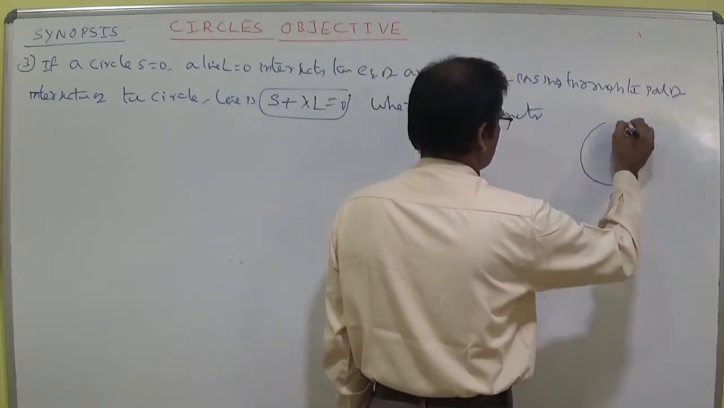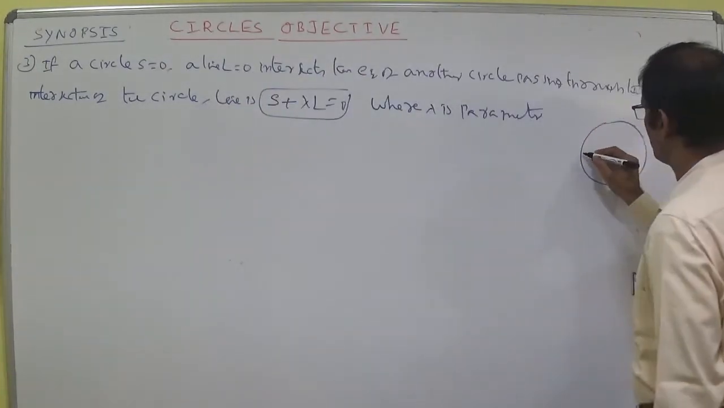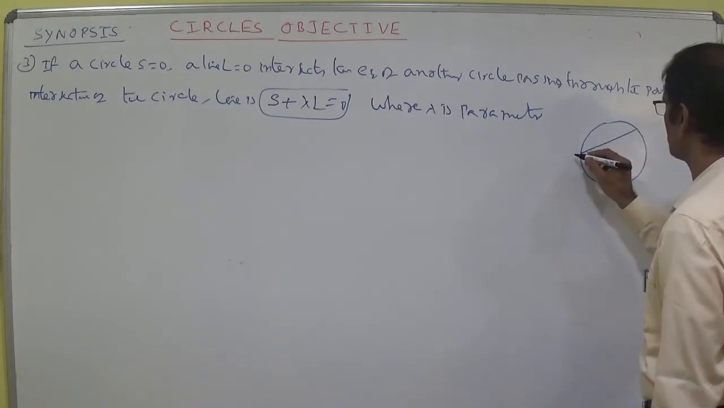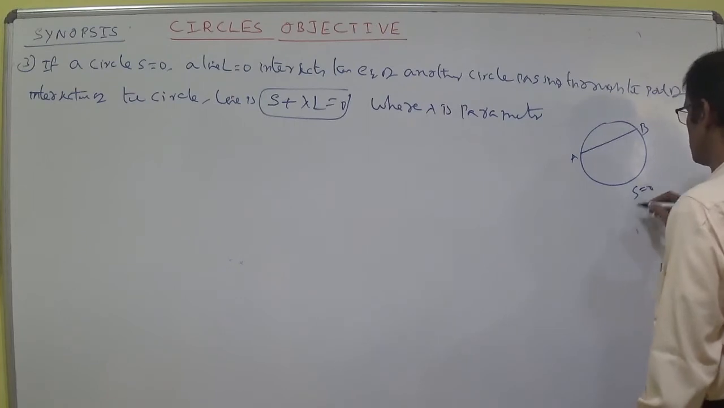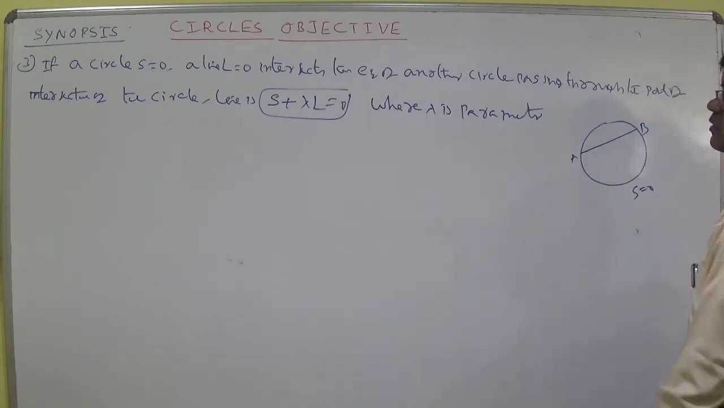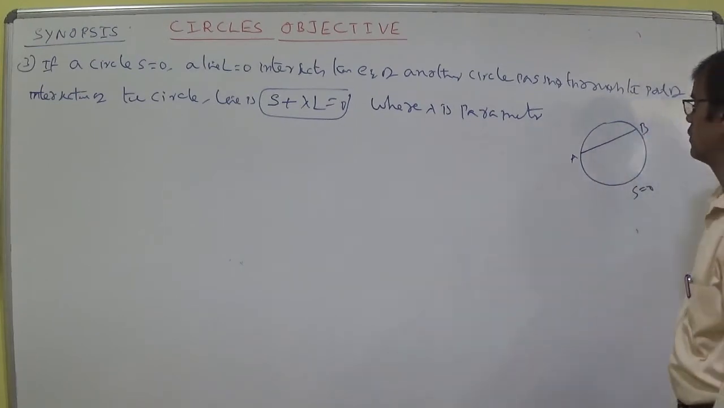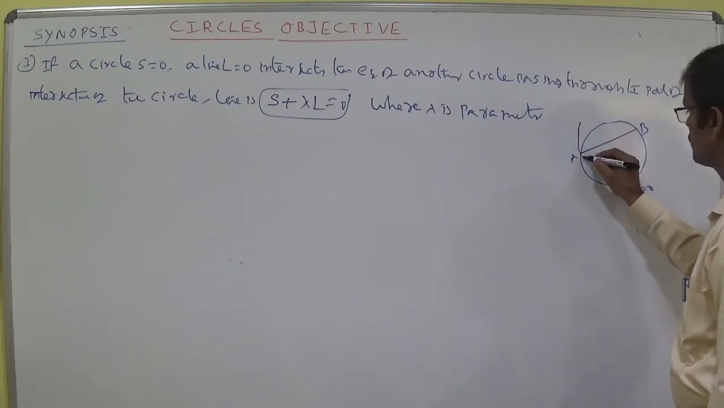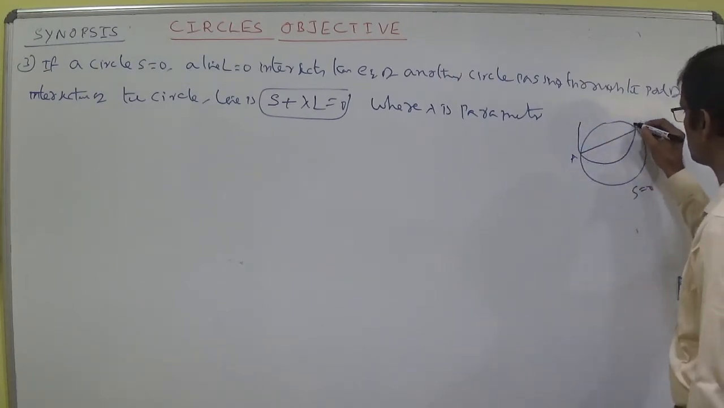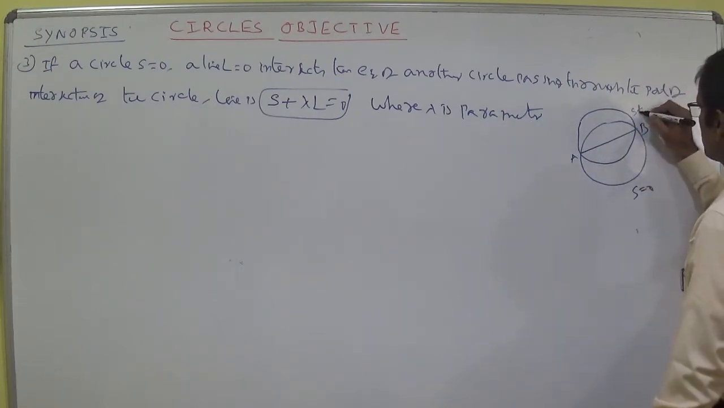Let us draw the diagram like this. This is a circle S. A line L is equal to 0. Simply you can think it is a chord. This is the circle S equal to 0, a line L equal to 0. So the line L equal to 0 intersects the circle in two distinct points, here A and B. Then we can calculate another circle which is passing through the line and circle, which is S plus lambda L equal to 0.